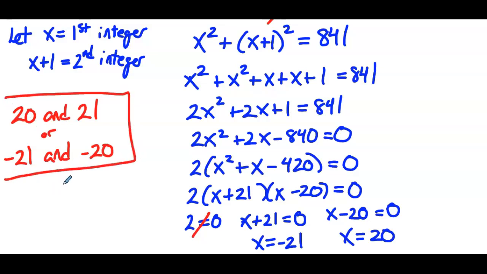So there are the solutions. And that actually kind of makes sense, that we have 20 and 21 and negative 21 and negative 20, because when we square these values, it doesn't matter if they're positive or negative. So there is a little bit of logic to this solution.